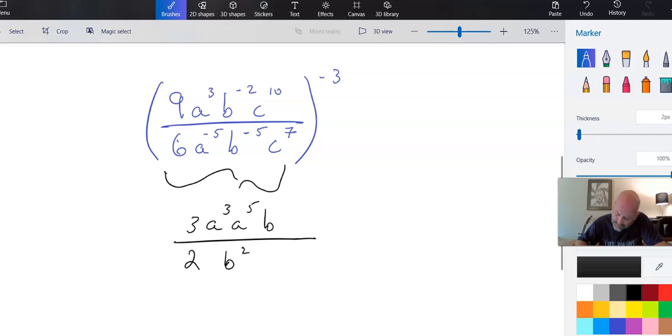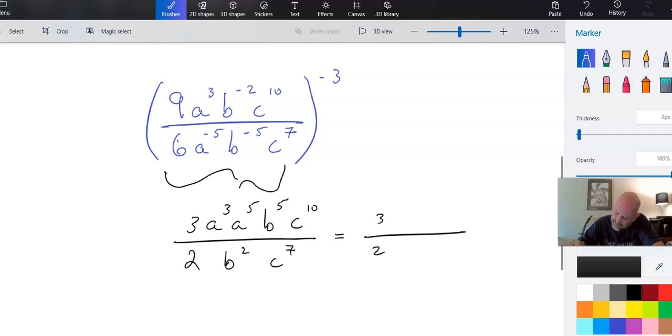And then b to the 5th goes on the top. And c to the 10th and c to the 7th stay put. Okay, so you notice I just rewrote this so they're all positive exponents. The only thing I haven't computed is that negative 3 exponent on the outside. Now I just go through and simplify everything I can. 3/2 is still 3/2.